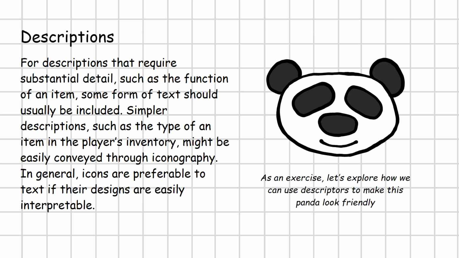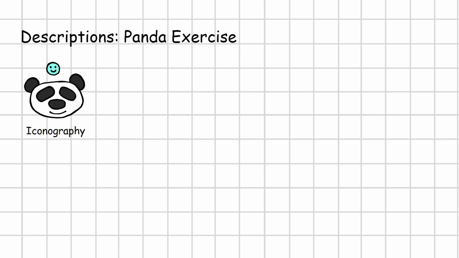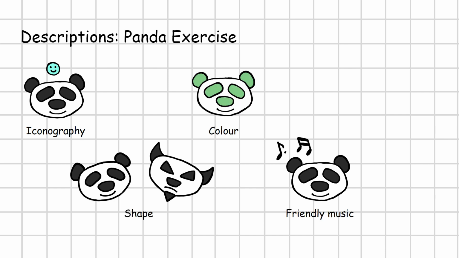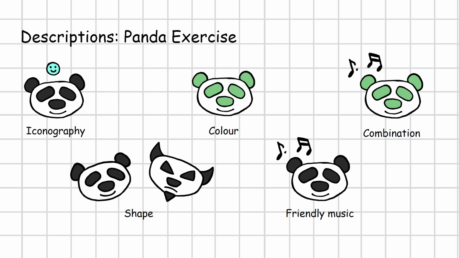As an exercise, let's explore how we can use descriptors to make this panda look friendly. If we want players to think this panda is friendly, we can use iconography, shape, color, friendly music, or even a combination of different elements.